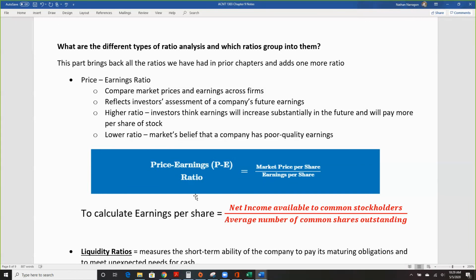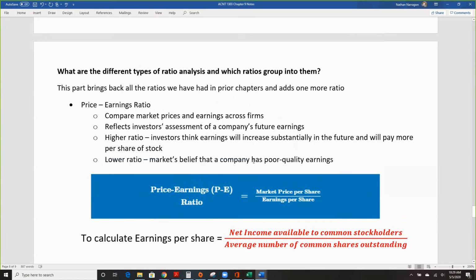So a high ratio basically means investors are thinking that your earnings will increase substantially, so a lot, in the future, and they will pay more per share of stock. This is the biggest thing that most companies on the stock exchange are looking for. They want this price-earnings ratio to be high. Of course, a low ratio is those investors thinking the company has poor quality earnings. So again, if somehow the quality of earnings looks a little bit weird, this price-earnings ratio is going to kind of knock it out.